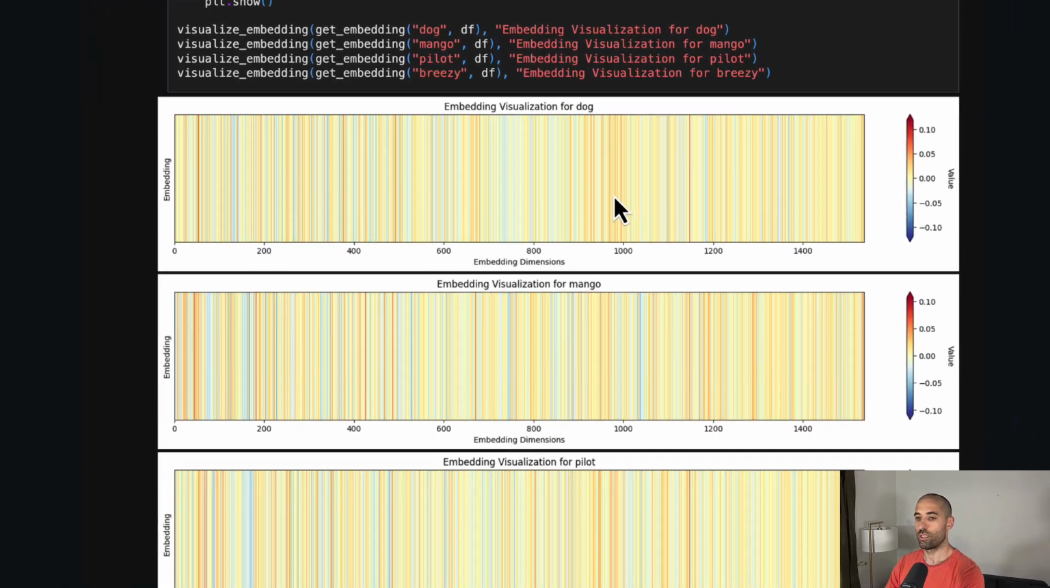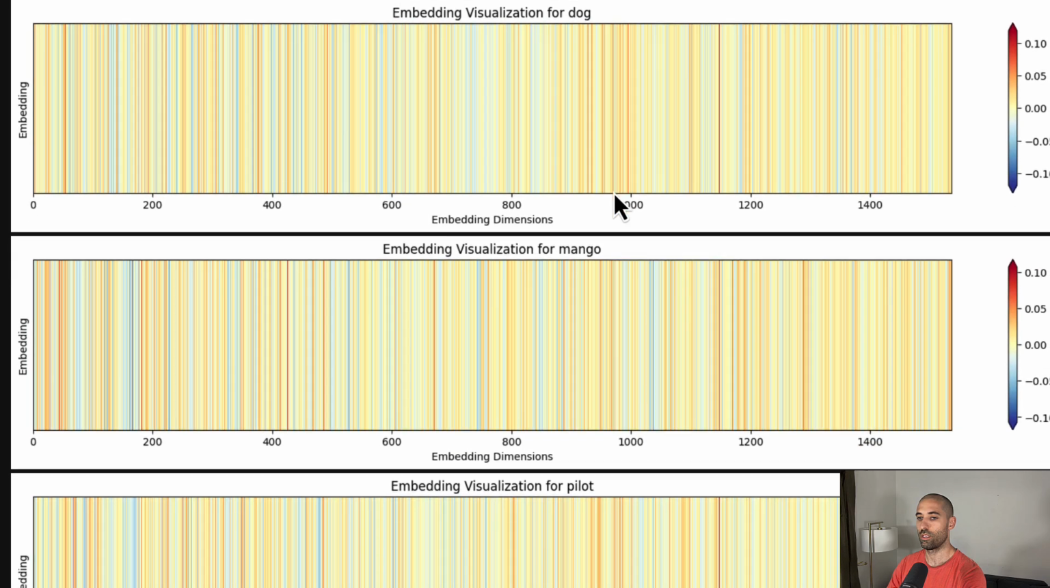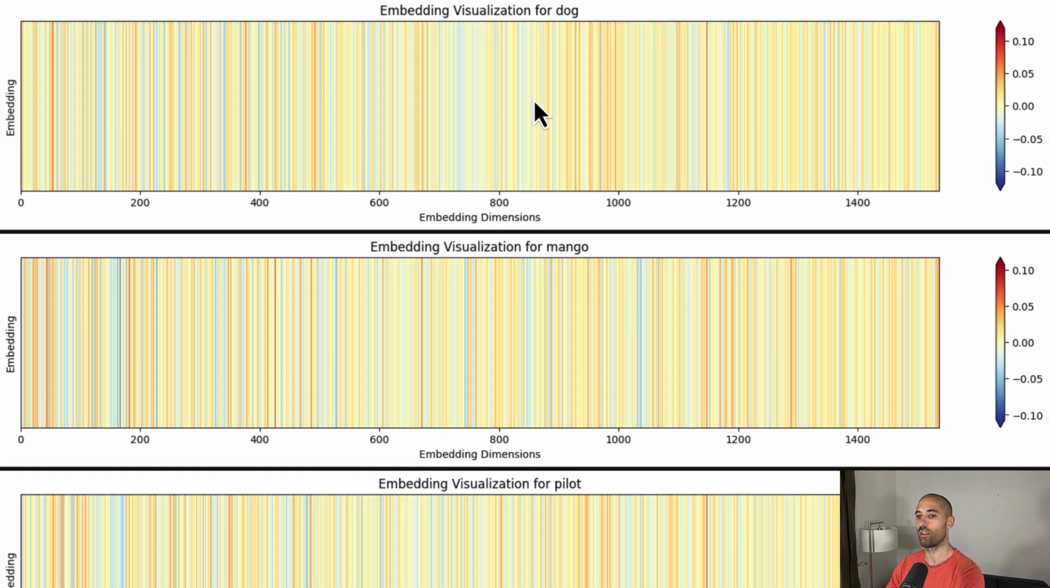Here is a technique that uses color bands. This, for example, is the embedding for dog. The higher the number in the list of numbers, the more red the color band is; the lower the value of the number in the list, the more blue it shows. So that's one way of visualizing the embedding for the word dog. This is how you visualize the embedding for the word mango, etc.